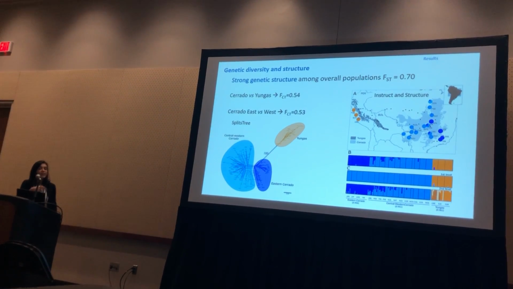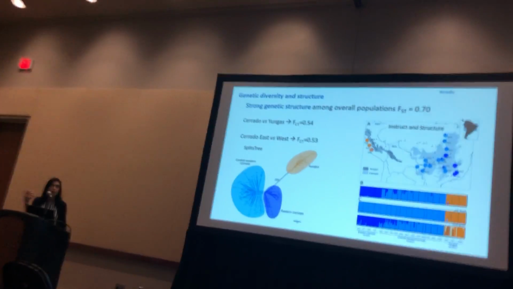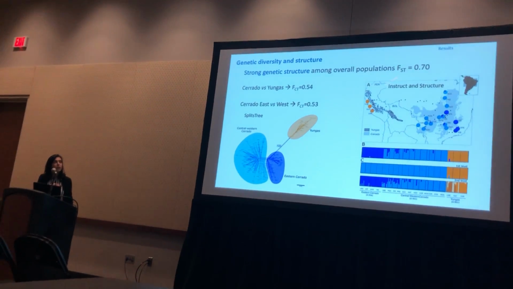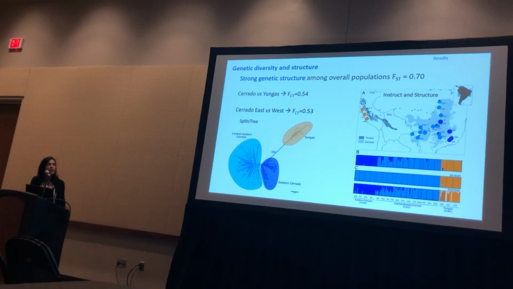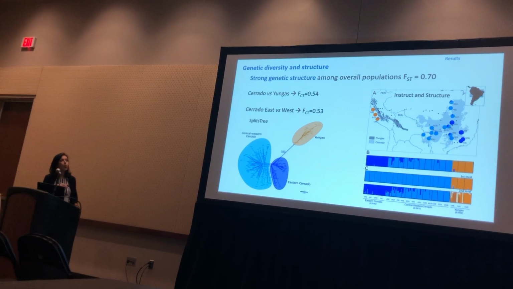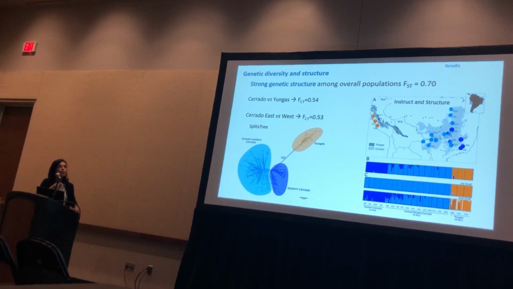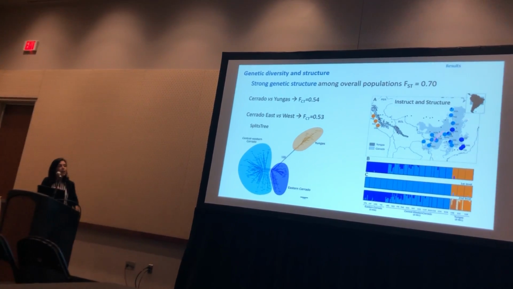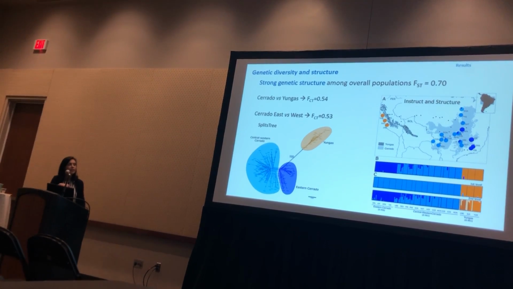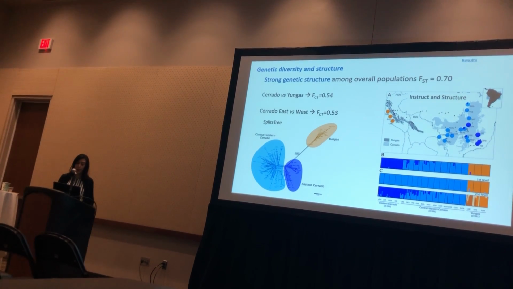So in agreement with this very low genetic diversity, we found a very strong genetic structure. The overall population divergence, the global FST, was very high, 0.70. And we found here two main structures. One was between the two biomes, the Cerrado and the Yungas, which were very strongly divergent. And the second was within the Cerrado biome, between the eastern and the western populations, which is a phylogeographic pattern commonly observed for other organisms in this biome.